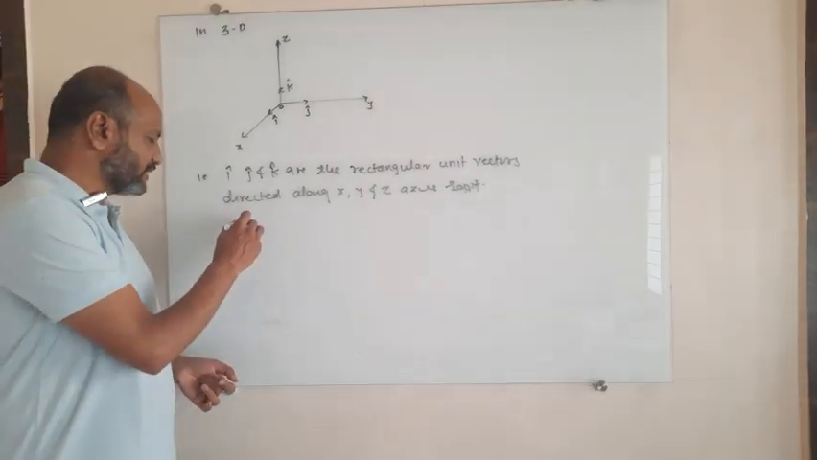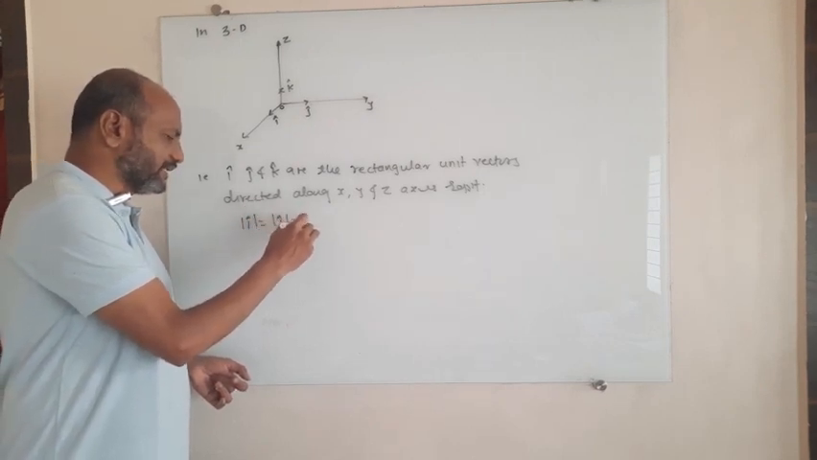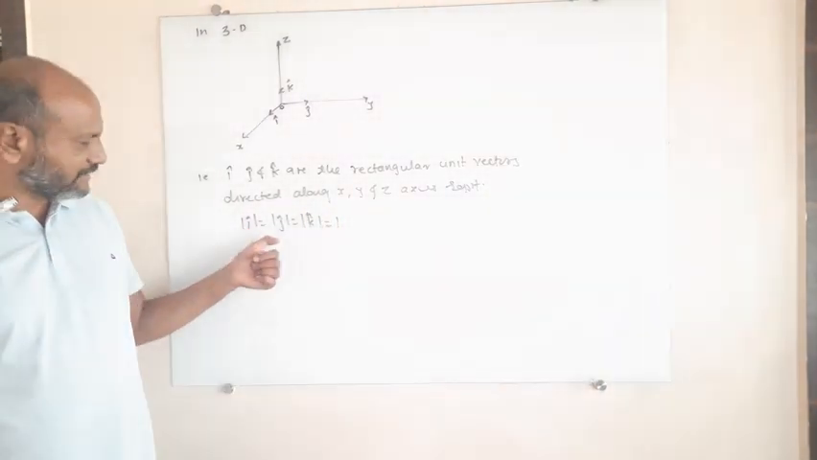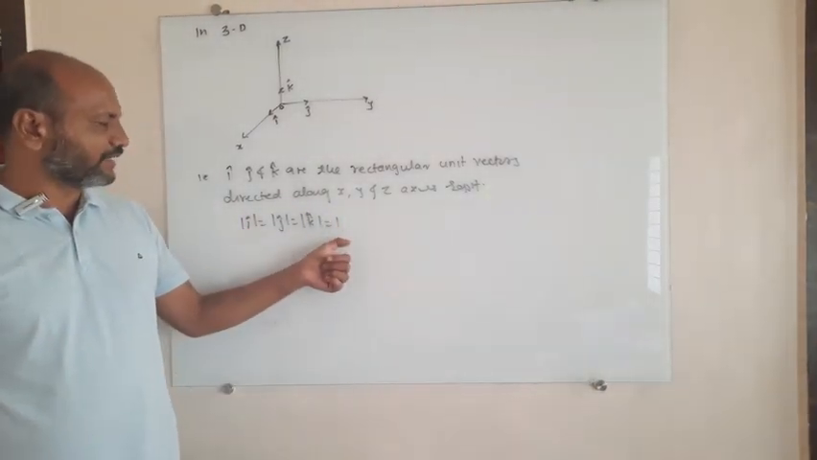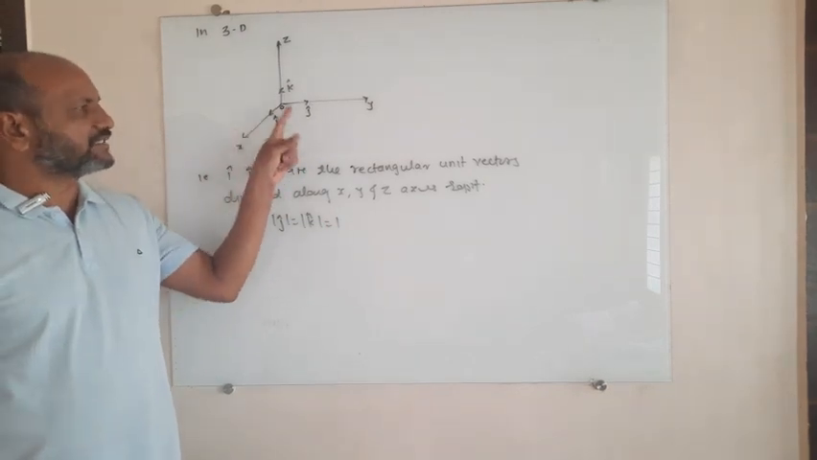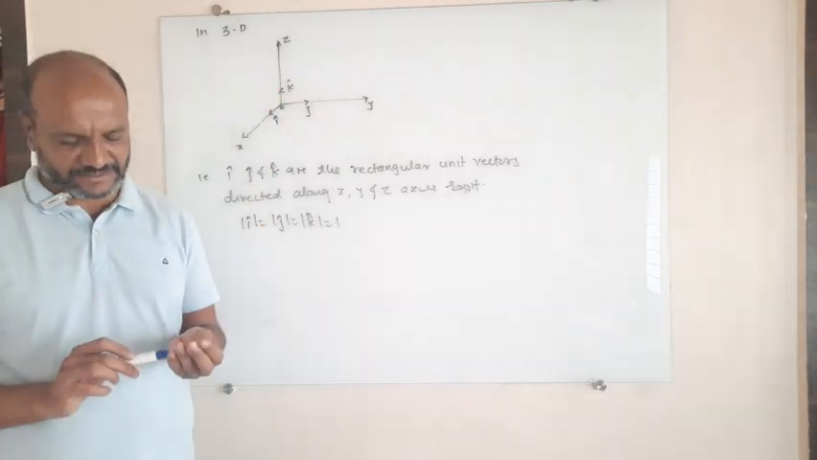Keep in your mind, the magnitude of i, j and k is 1. I represents the direction along the x axis, j represents the direction along the y axis, and k represents the direction of the z axis.